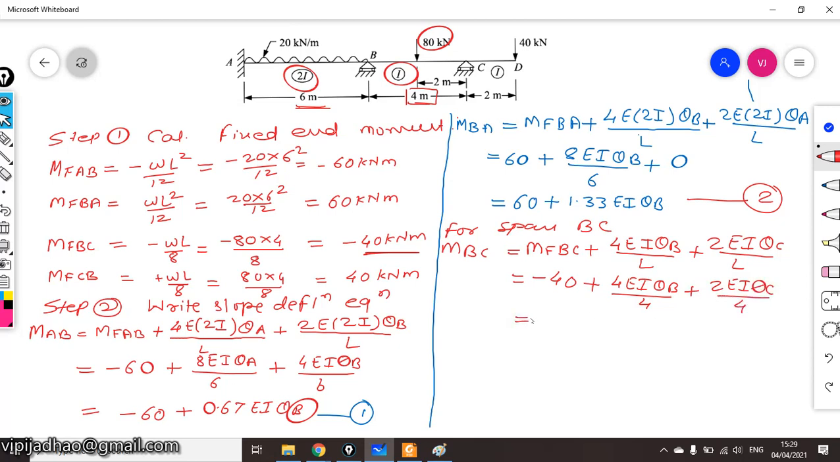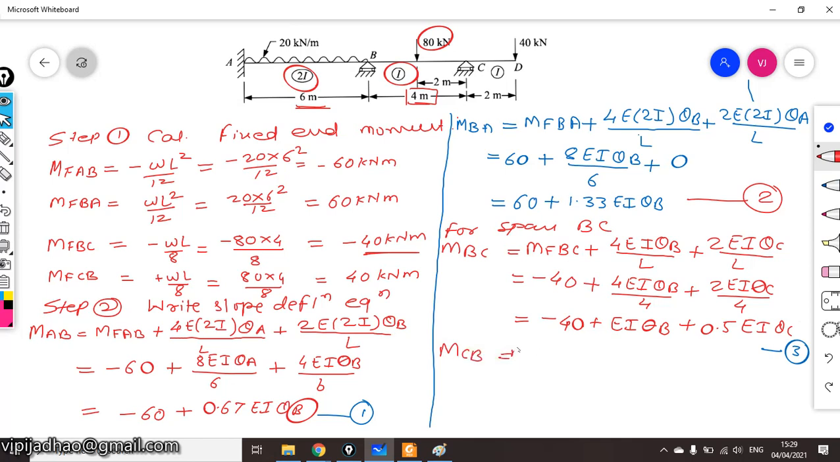So the final equation, MBC, will be equal to minus 40 plus EI theta B, since 4 by 4 is 1, plus 0.5 EI theta C. This will become equation number 3, and the final equation we will write down is for MCB.